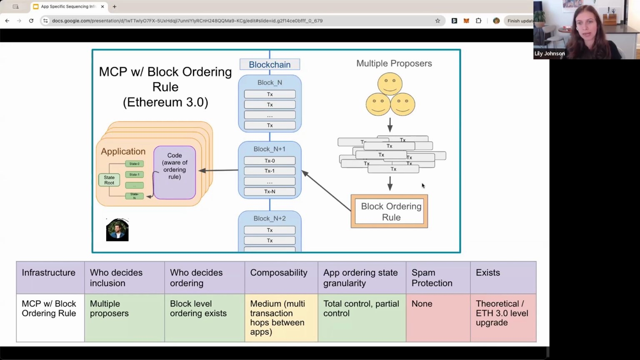We would have to do research on the block ordering rule to make sure that it can resolve, what if you have two transactions that have the same priority? Which one goes first? Because you can't really do time first seen, since with multiple proposers, who sees what transaction first is kind of hard to determine. So they're open-ended questions that might make this more of a theoretical thing and not a thing that's going to exist. But if they do solve those things, it could exist in maybe 2, 3, 4 years.